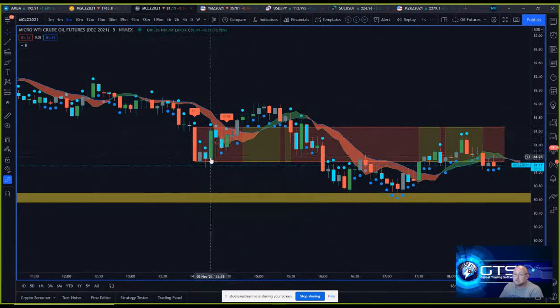So it comes back up but fails, comes back down again, and then you see how the bias cloud goes red. It's still red, it's still coming down. So the bias for the opening range is now turned bearish. We could go for a scalp here.